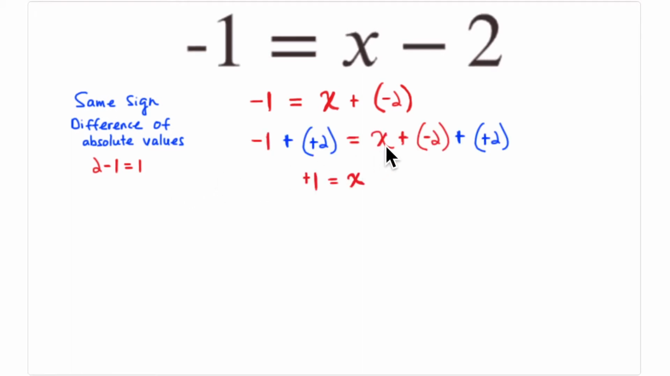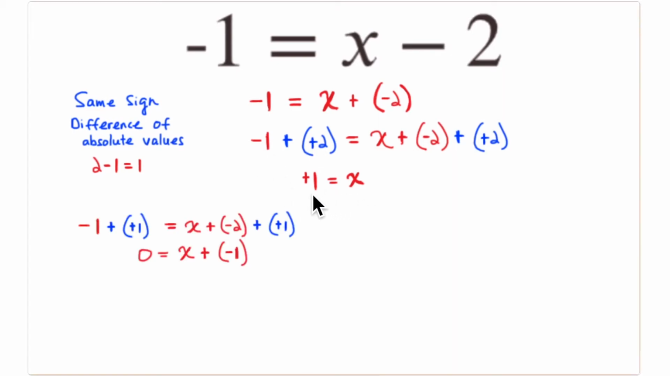So in the first case, if we get rid of this negative 2 by adding its additive inverse, positive 2, that means on the left side we're going to have negative 1 plus positive 2. What's the difference of those absolute values? Well, 2 minus 1 is 1, and the answer is going to be positive because there's more positives. There's 2 positives and only one negative. So x equals positive 1.